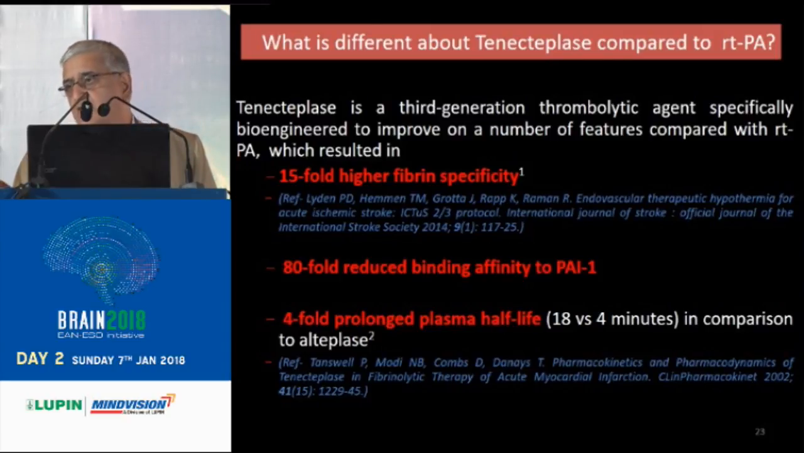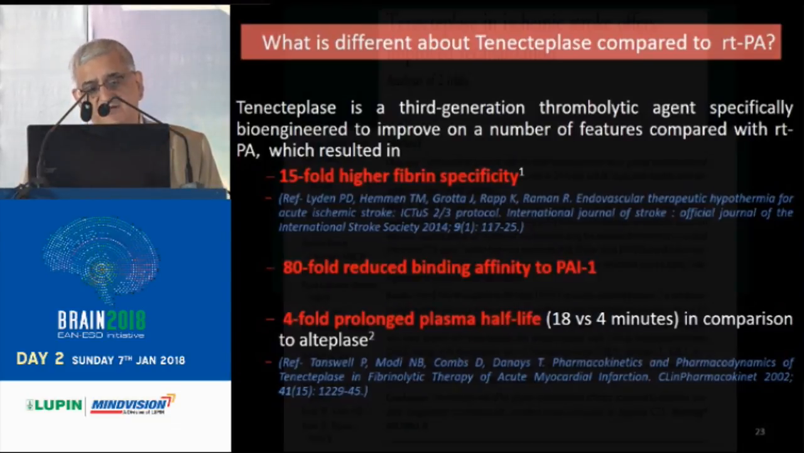It just goes to the clot and binds to it 15 times more than what TPA would do. It has got 80-fold reduced binding to the anti-TPA, which is called PAI, which gives it the advantage of causing less bleeding. And it has 4-fold prolonged plasma half-life. So you don't have to set up an infusion. You can just give it as an IV bolus, 1 shot, and it stays on. These are its theoretical advantages.